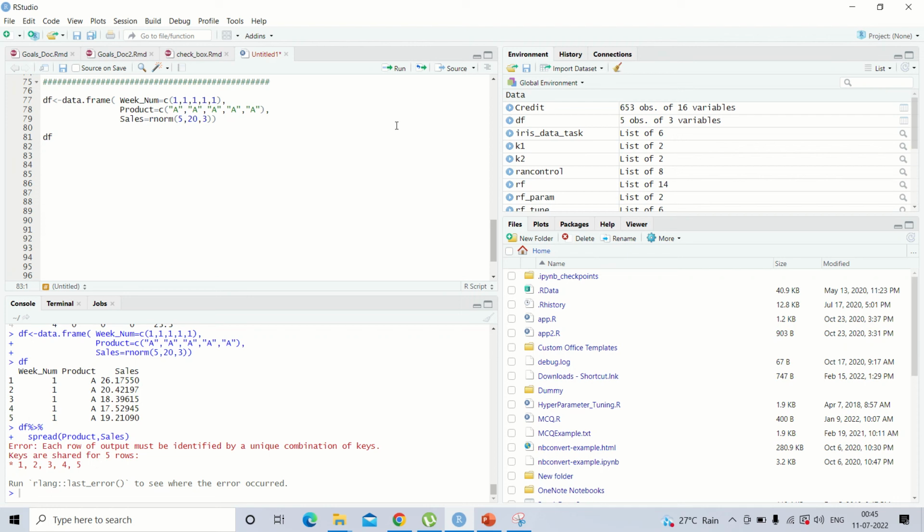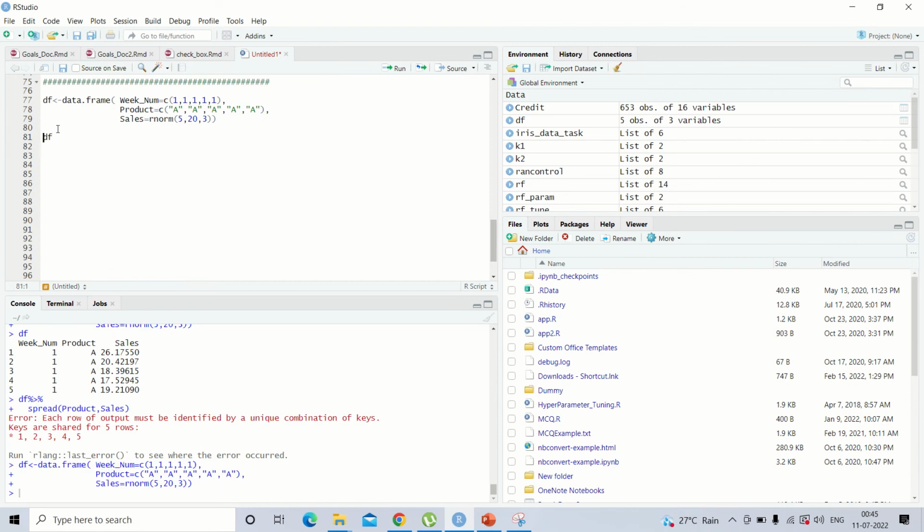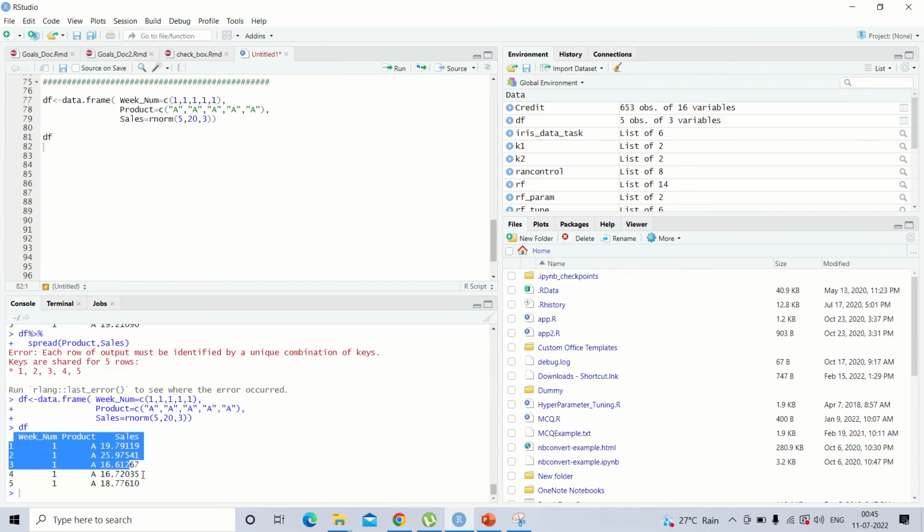Now while doing the pivoting operation, there are certain things that we need to keep in mind. For that, let's look at a very simple data frame. In this particular data frame, I have week number, which is I think the first week, and product. Here we have only taken the details for product A, and these are the sales numbers. Now if I just run this, it just shows you what exactly the data frame contains, week by sales of product.